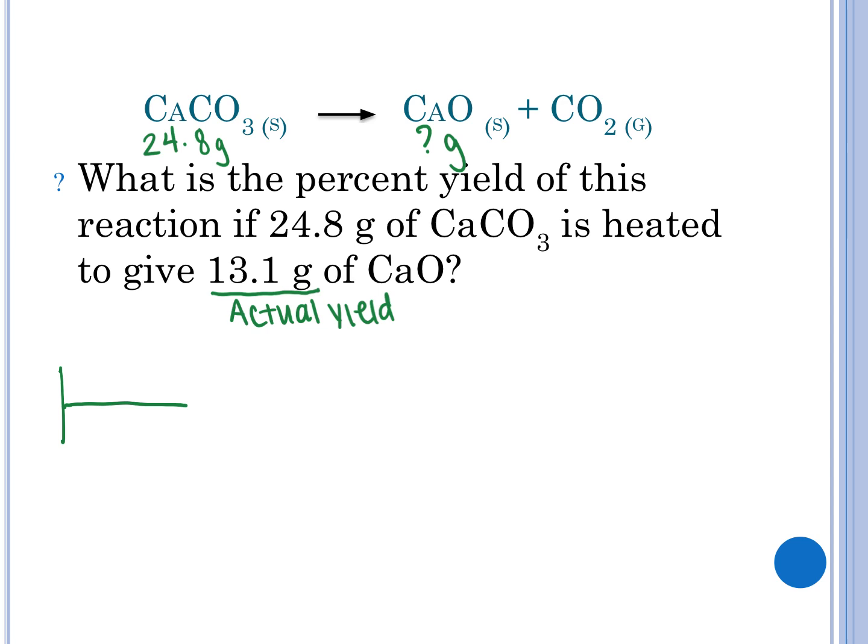To figure out that theoretical yield, we have to do stoichiometry. We're going to start with the 24.8 grams of calcium carbonate. We're starting here and we have to get to calcium oxide. Can you just go from grams to grams? What unit do you have to convert to? We've got to get to moles. So what do you need to find to get from grams to moles of calcium carbonate? Molar mass. So we all calculate the molar mass of CaCO3.